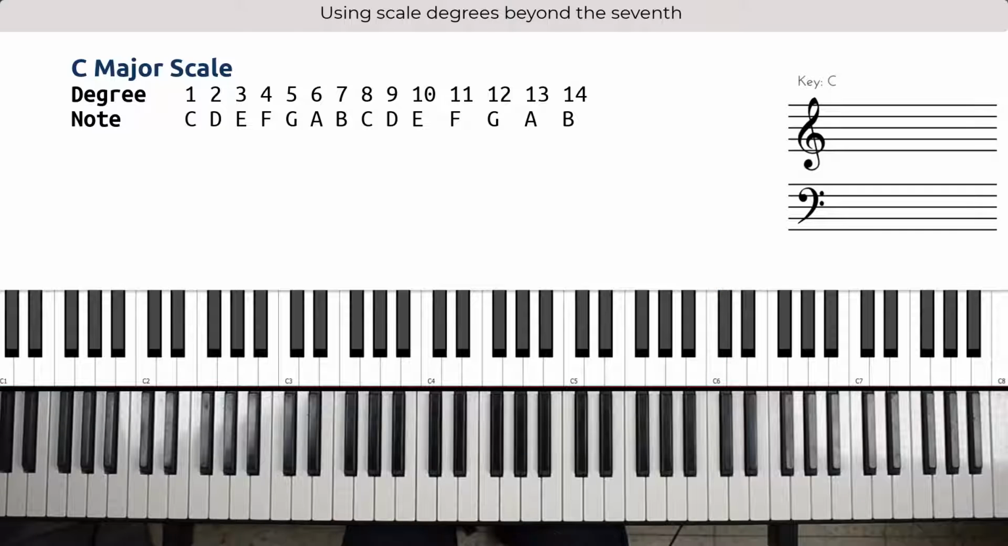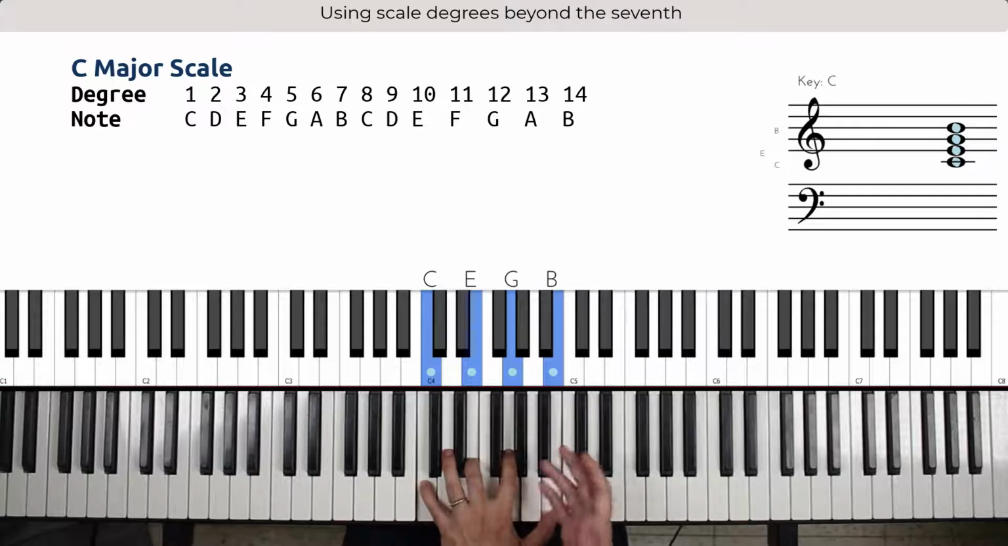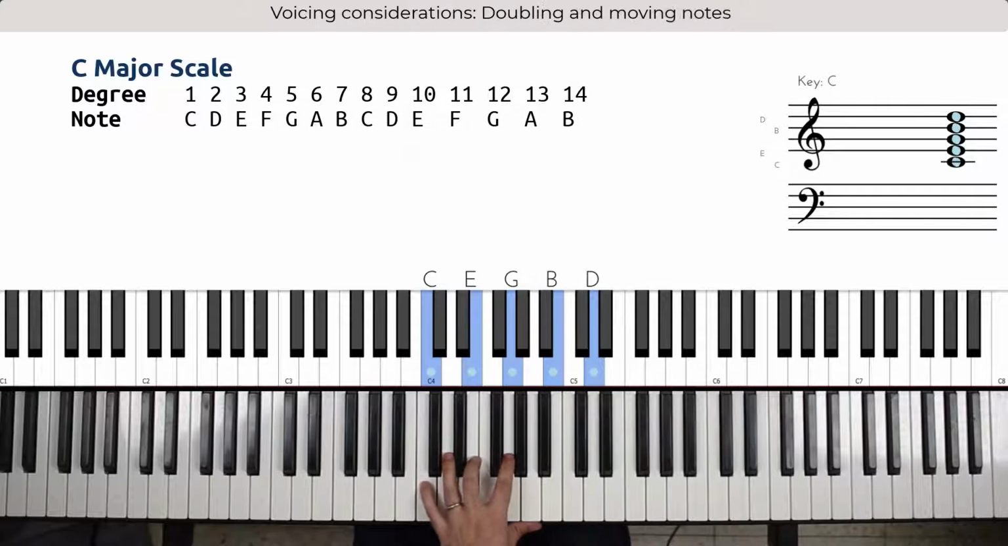Now, just as we've constructed the C major 7th chord by playing the 1st, 3rd, 5th, and 7th degrees of the C major scale, we can now extend this by playing additional higher, usually odd degrees. So we can, for example, add the 9th degree to obtain a C major 9th chord. Now I'll make two general comments about voicing such chords, and I'll use the C major 9 as an example.